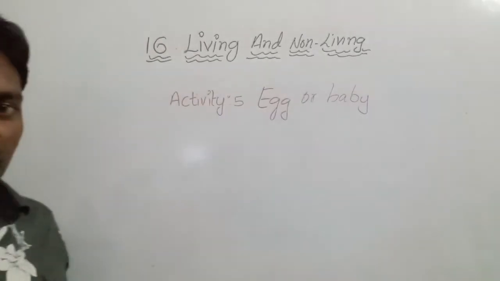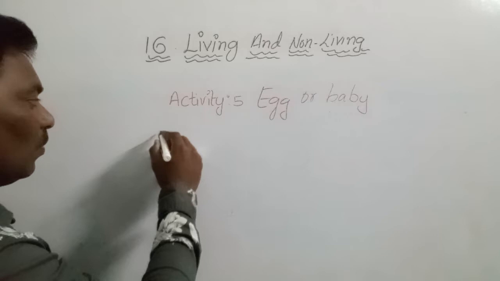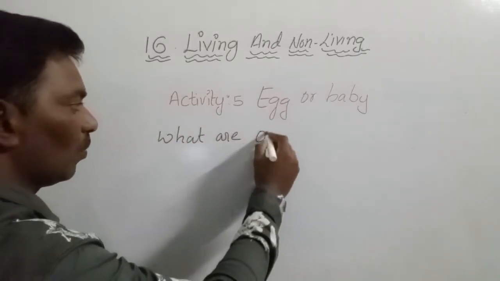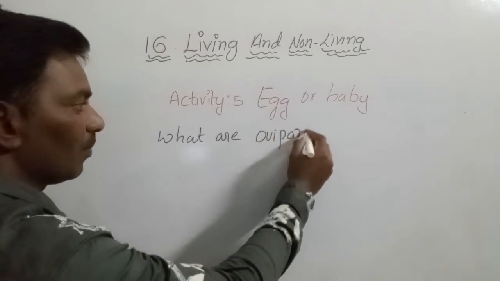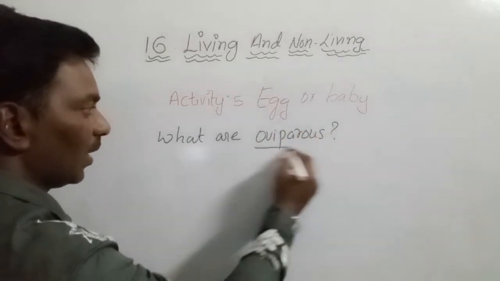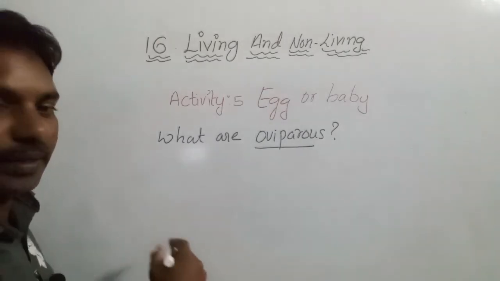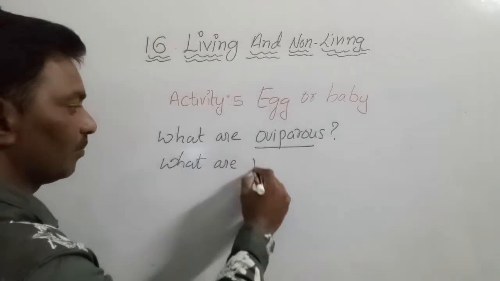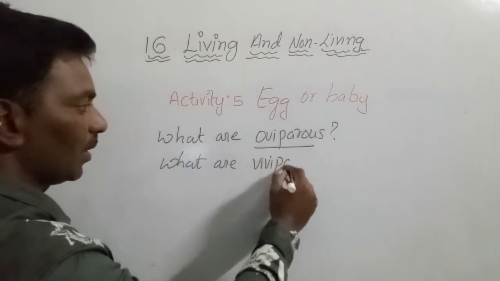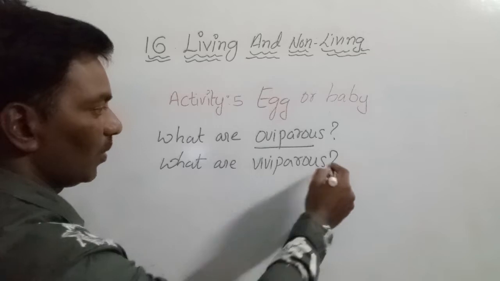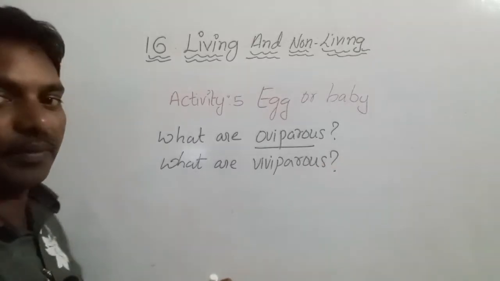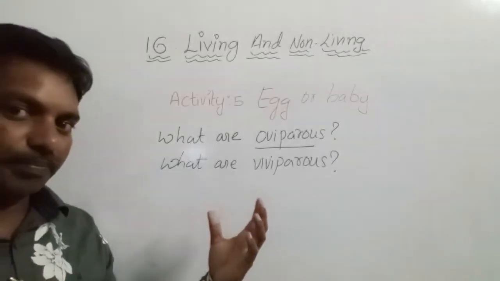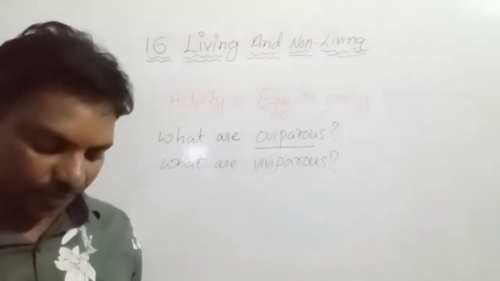For that, you can write 2 questions. In our textbook the word oviparous is given, you can underline it. Before that, what are oviparous? Next question, what are viviparous? You can write these two questions. Underline oviparous and viviparous in your textbook, and find out what are oviparous and what are viviparous.